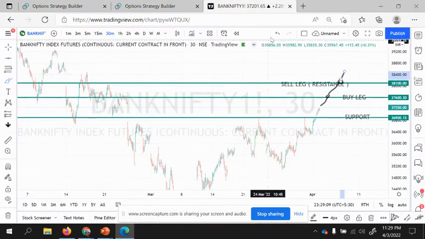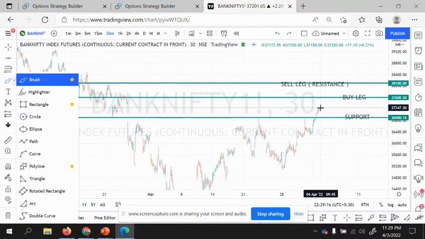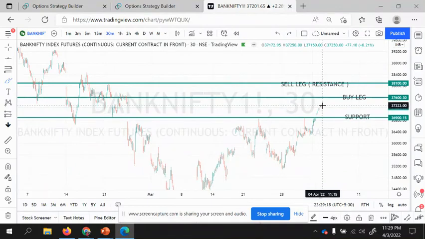All right, so let's take the other example. This was where the market went as per your view. So let's say on Monday when the market starts, the market makes a move and comes down. I mean, it takes a support, right?